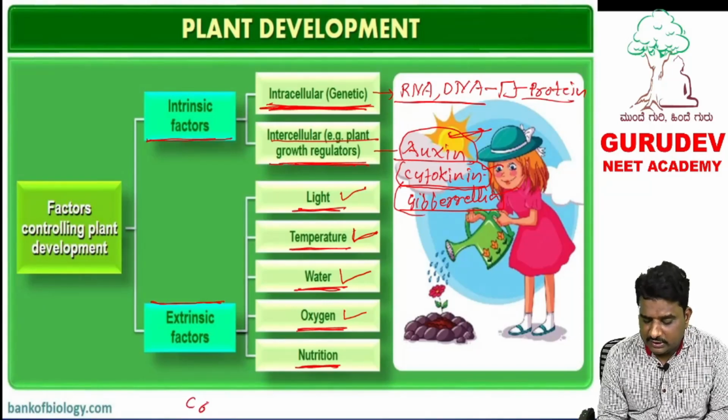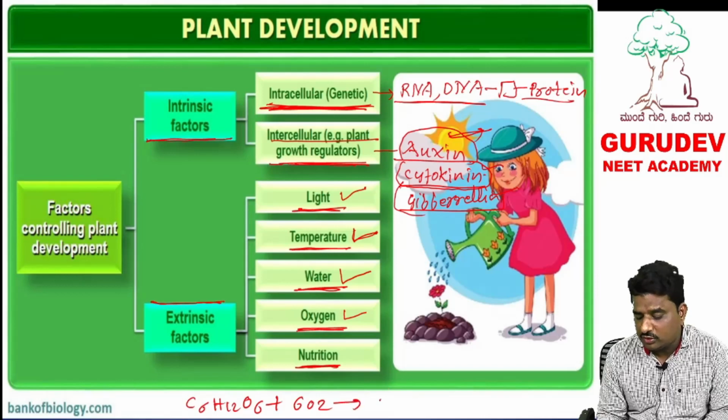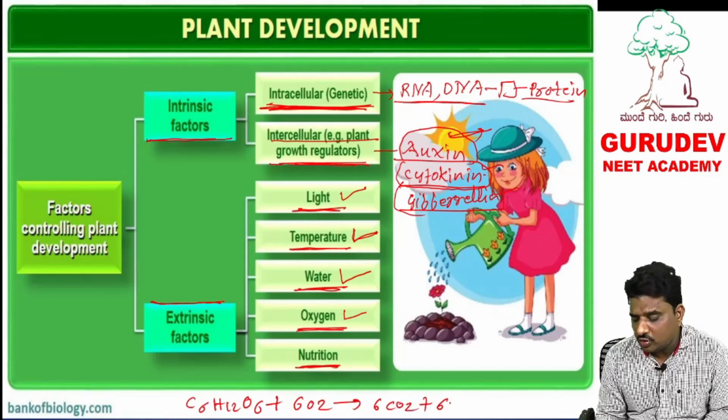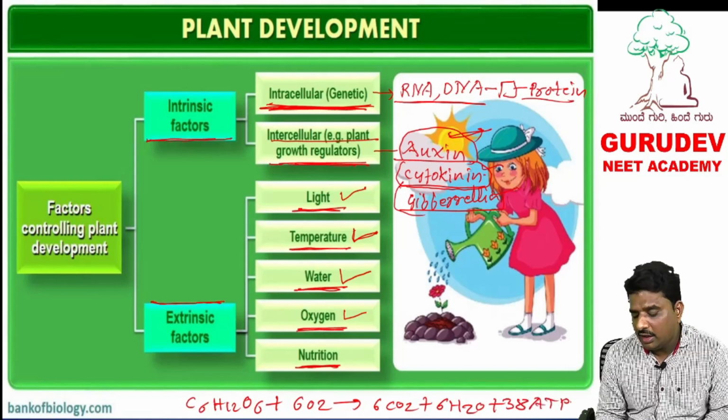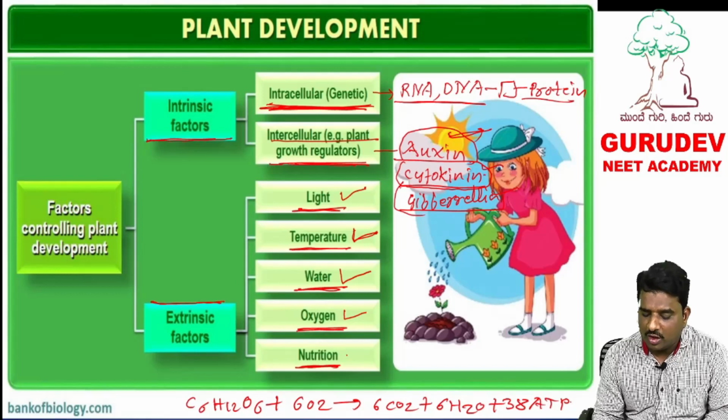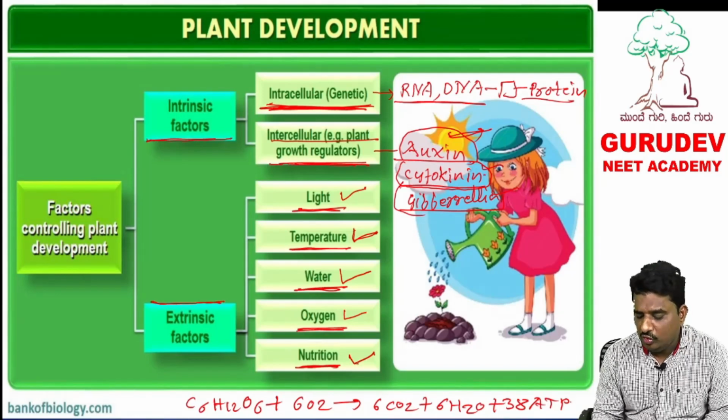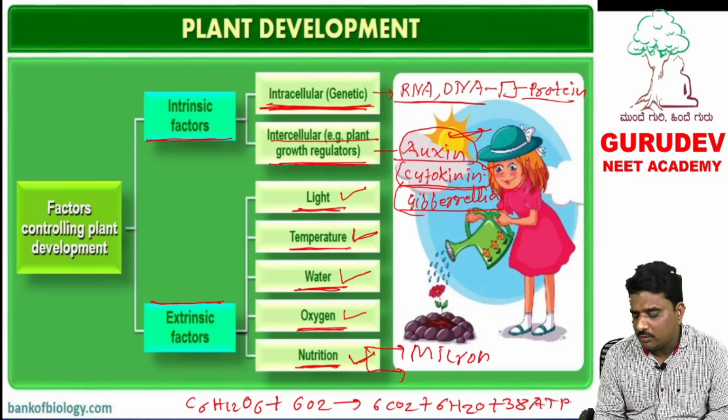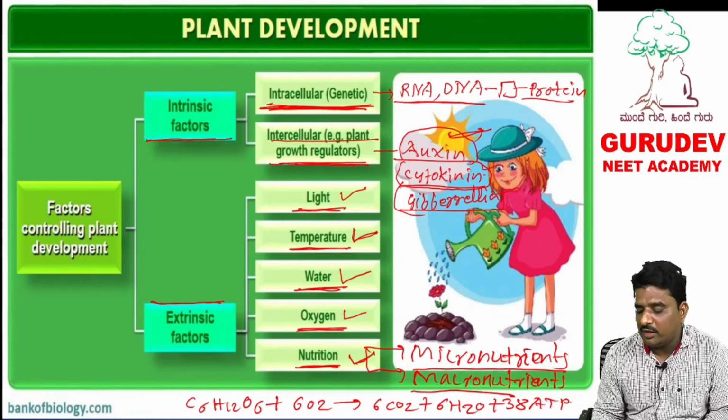You know that C6H12O6, in that, what is combined? Oxygen gives rise to 6CO2 plus 6H2O, along with how many molecules of ATP? 38 molecules of ATP. That is also needed for plant growth. Along with that, nutrition: you know we have studied the mineral nutrition topic. There are two kinds of nutrients essential for plant growth. Which are the nutrients? Micronutrients and macronutrients. These also play a very important role during the plant growth and development process.